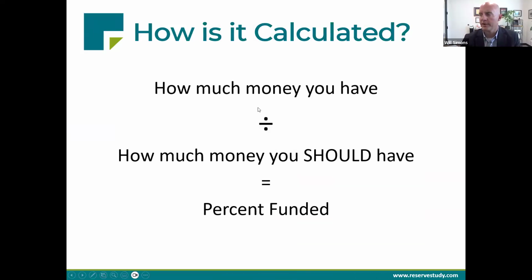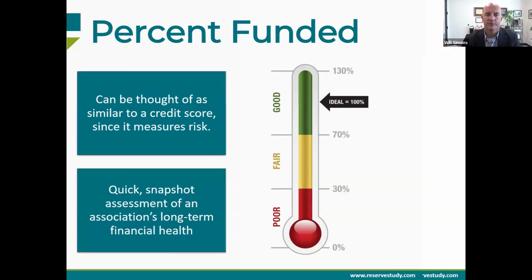So what we're going to do now is just dive in on this concept a little bit more and talk about how do we calculate this figure, right? And it's pretty straightforward. We look at how much money you have compared against how much money you should have, right? It's as simple as that. This divided by this equals your percent funded. So, no, wrong way.